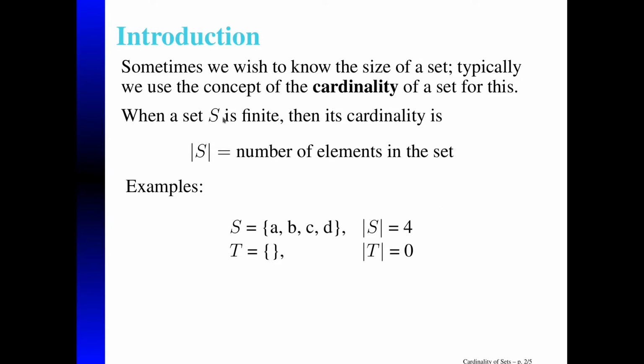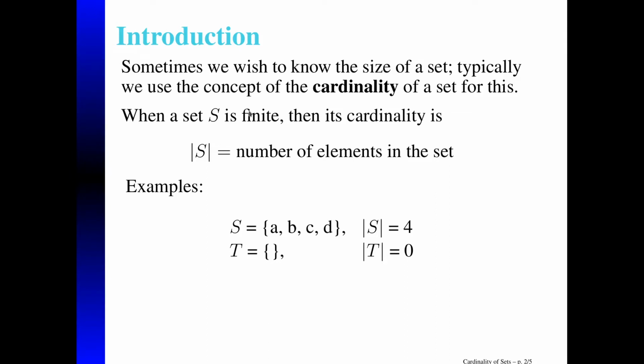When the set S is finite, that is, it has a finite number of elements, then its cardinality is just the number of elements in the set. There are different ways to write cardinality, but this is one of the more common ones, to use the vertical bars like absolute value. So if I look at set S here that contains the elements A, B, C, and D, we can see that there's 4 letters here, and therefore I would say the cardinality is 4. T here happens to be the empty set, so if I look inside the brackets, I don't see anything, and therefore the cardinality of the empty set is 0.